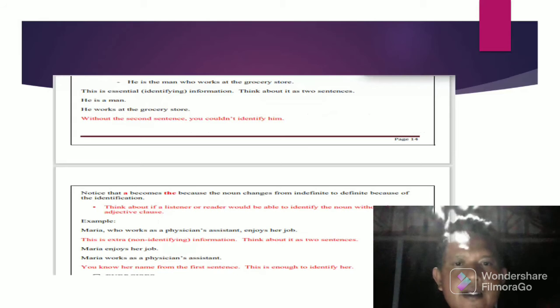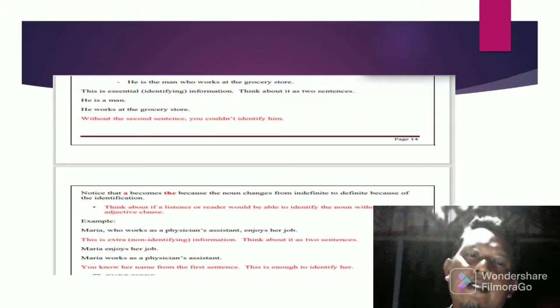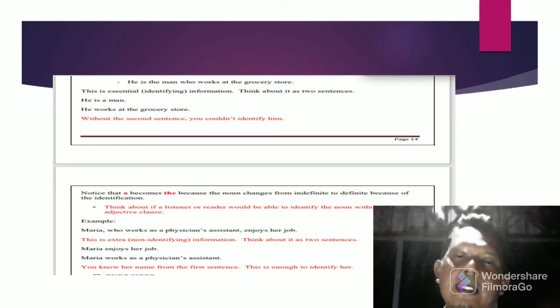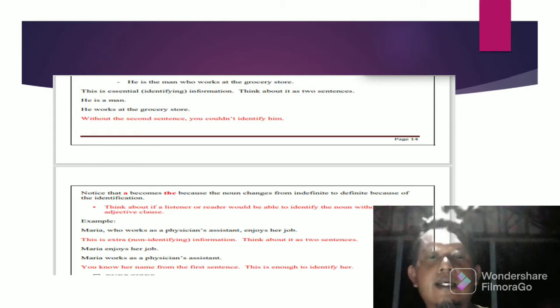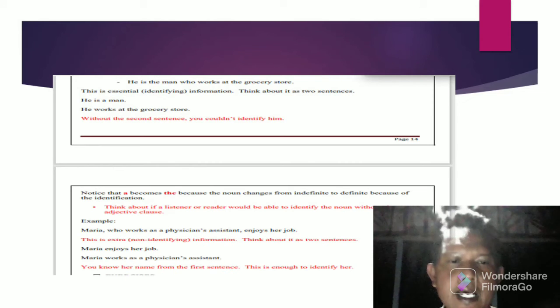He is the man who works at the grocery store. This is essential or identifying information. Think about it as 2 sentences: He is a man. He works at the grocery store. Without the second sentence, you couldn't identify him. Notice that a becomes the, because the noun changed from indefinite to definite because of the identification.